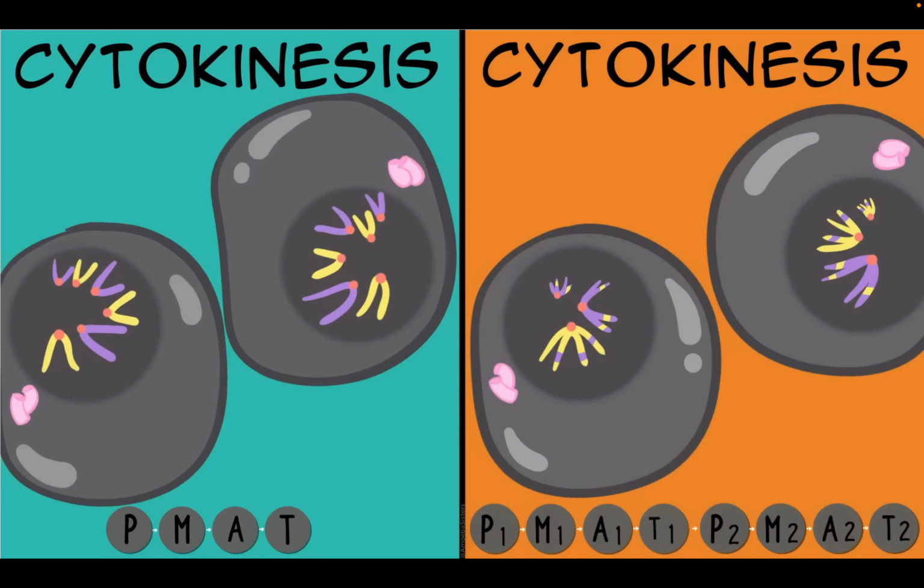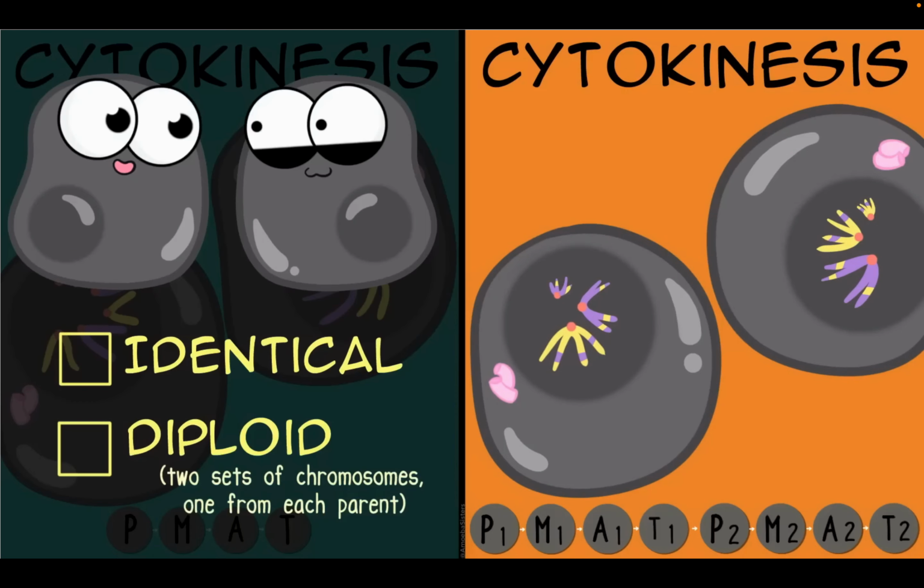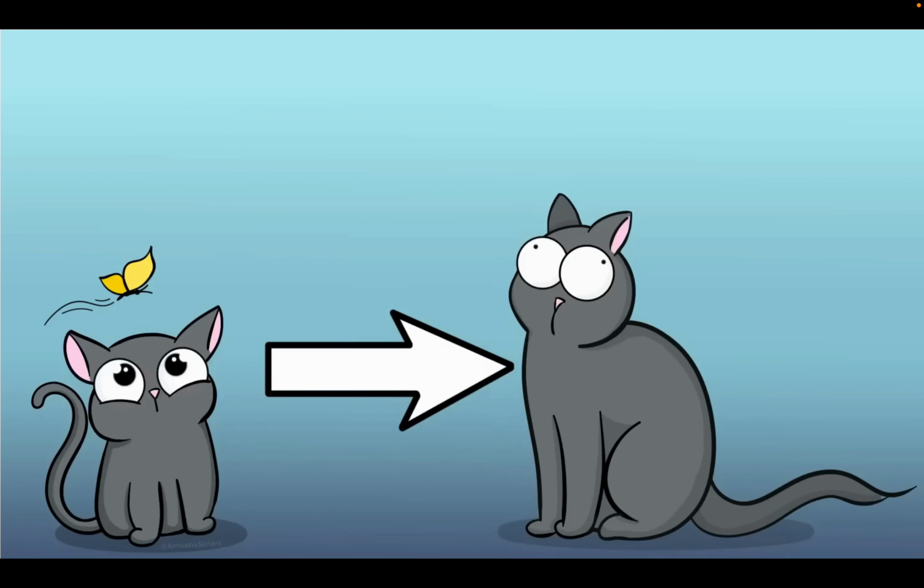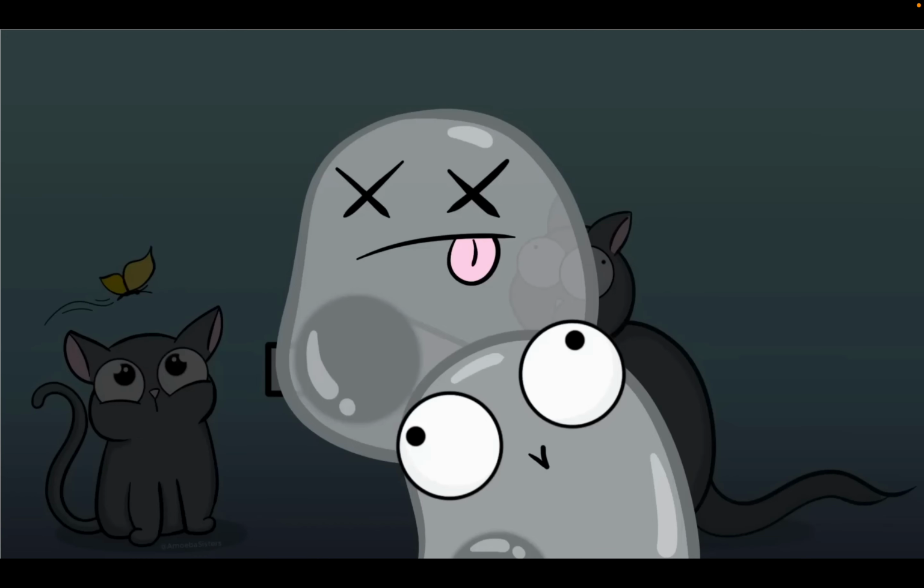So at the end of mitosis and cytokinesis, we end with two identical diploid cells. In humans, they would both have 46 chromosomes. This is great for organism growth. Growing requires making more cells, after all, or replacing damaged cells.